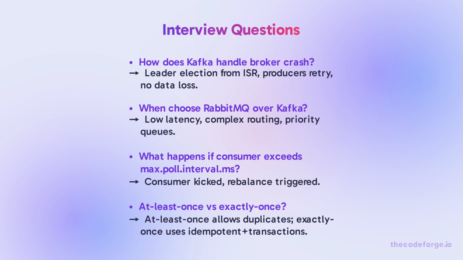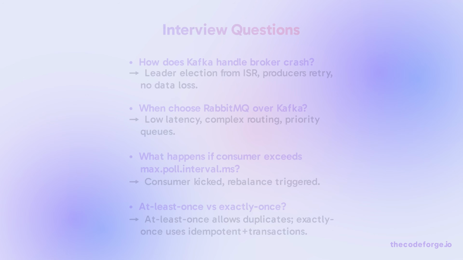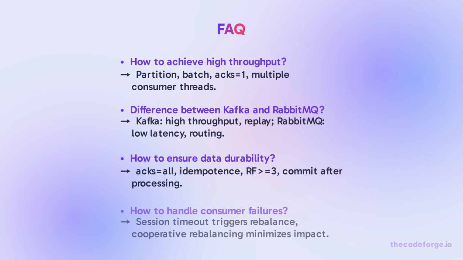At least once versus exactly once: at least once allows duplicates. Exactly once uses idempotence plus transactions. Hot partition fix: use composite key to spread load. And a few frequently asked questions.